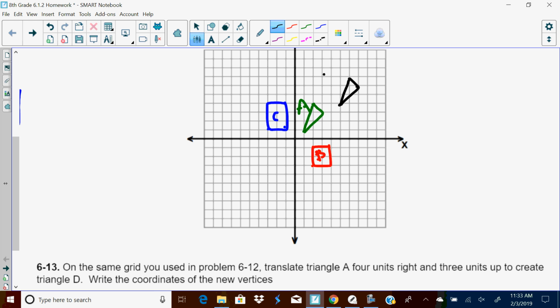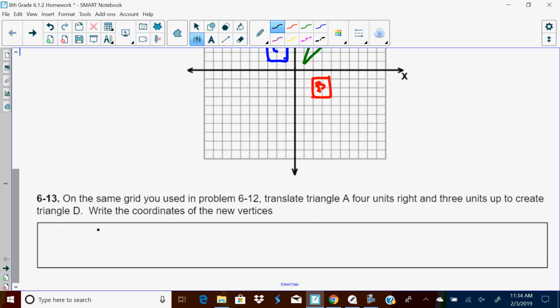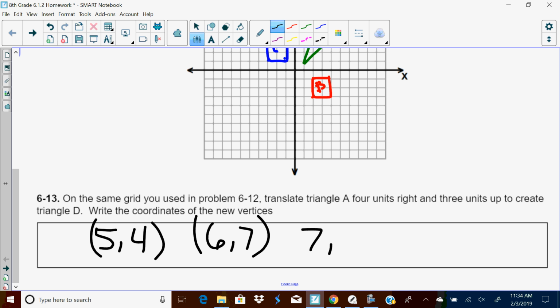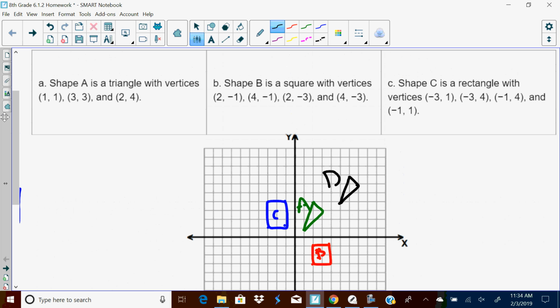So here is triangle D, and then it says list the vertices. So it would be (5, 4), (7, 6), and (6, 7). And we could do that by adding. Each x, we could add 4 to it. So 1 plus 4 is 5, 3 plus 4 is 7, 2 plus 4 is 6, and then 3 to each y. So we'd get 4, 6, and 7.